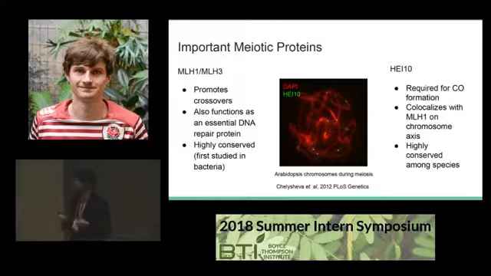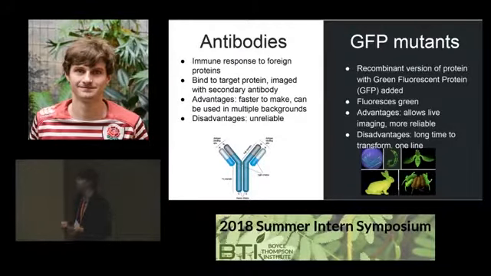So antibodies are great in the fact that they can be made really fast. Once you have a recombinant protein, all you need to do is inject it into the animal, and then a couple weeks later, months later, you'll have antibody, and you can use that forever. And you can use it on pretty much anything you want within the same species, even between species. But the problem is it's really unreliable.